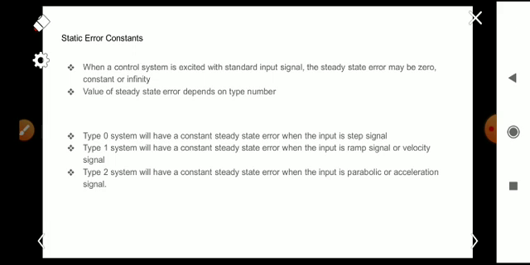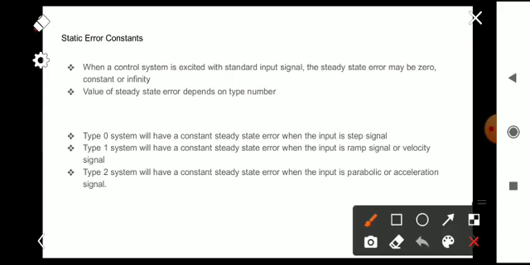Normally when a control system is excited with a standard input signal like step, ramp and parabolic, the steady state error may be 0, constant or infinity. That is, if you give standard test signals to a system, the steady state error may be 0, or a constant value, or an infinite value. The value of steady state error mainly depends upon the type number and the input signal we are giving.